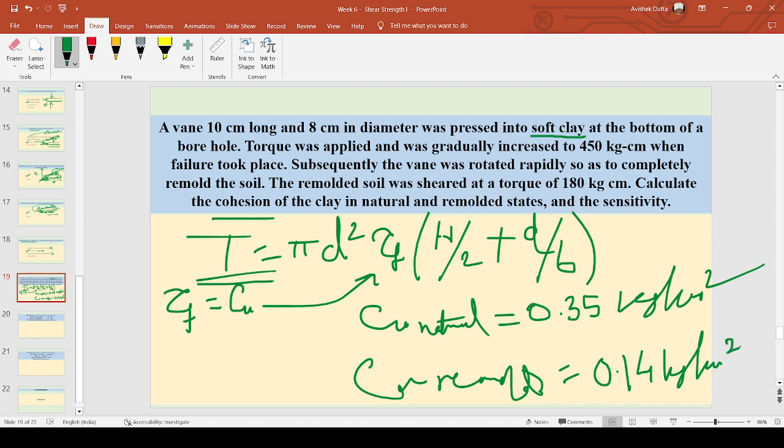That is, there is a loss in cohesion due to remolding of the soil. So these are the first two answers: the cohesion of clay in the natural and the remolded states.